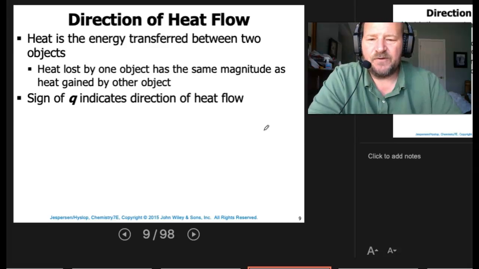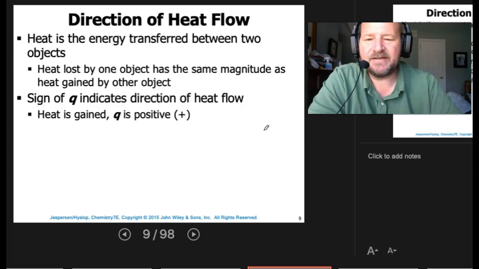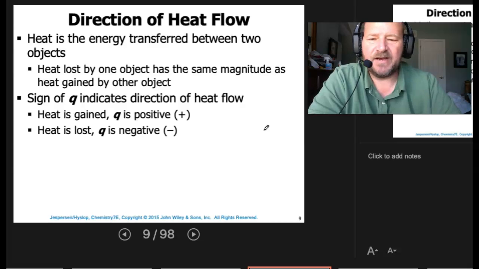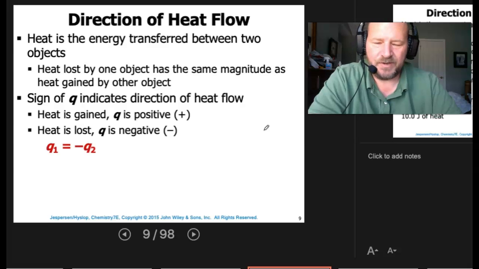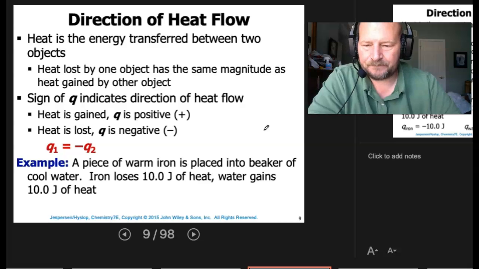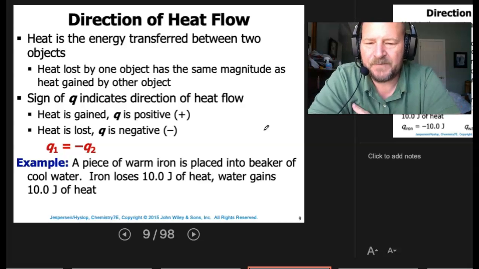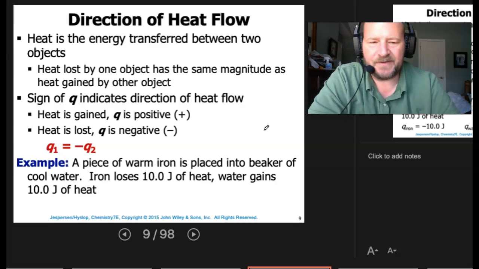All right, so the sign of Q is going to indicate the direction of heat flow. So heat gained, Q is going to be positive, and heat lost, Q is going to be negative. Okay, so Q1 would equal negative Q2 in any normal transfer that we're going to be looking at. A piece of warm iron is placed into a beaker of cool water. Iron loses 10.0 joules of heat. That means the water has to have gained 10.0 joules of heat.